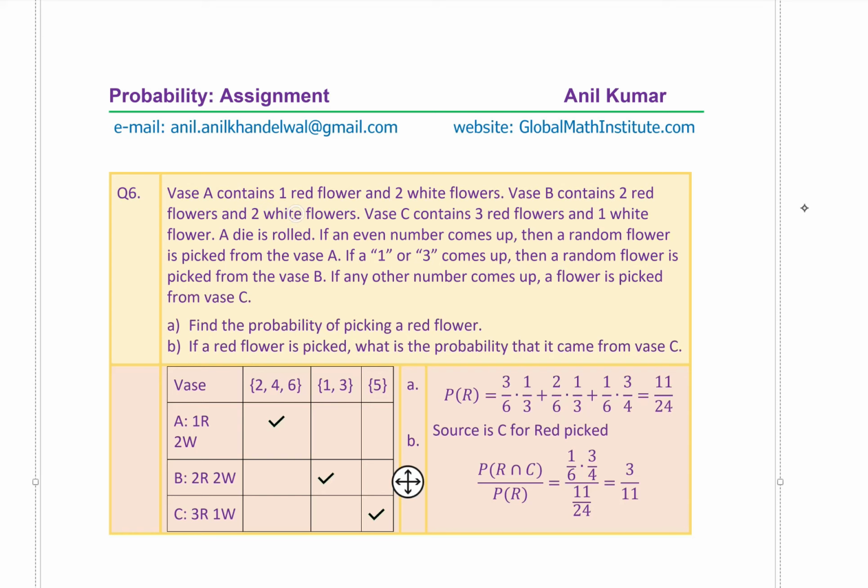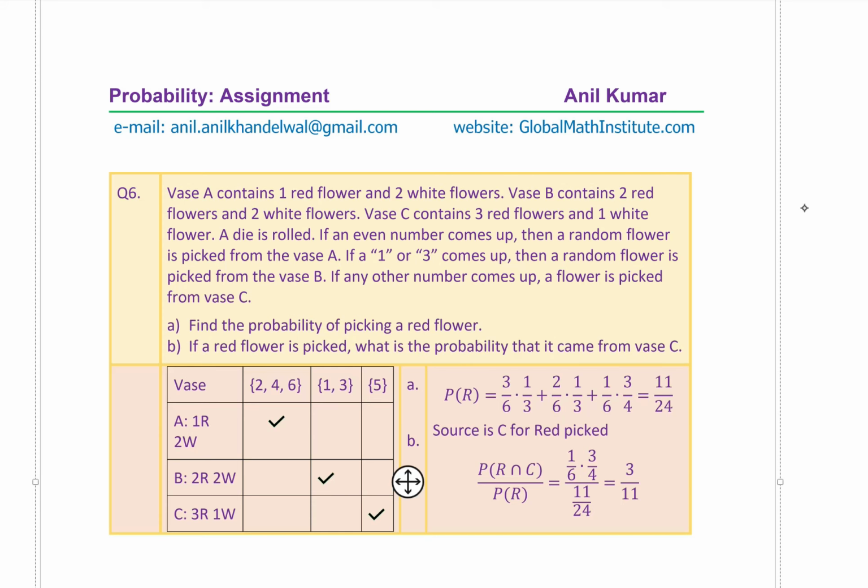Vase A contains one red flower, two white flowers. Vase B contains two red flowers and two white flowers. C contains three red flowers and one white flower. A die is rolled. If an even number comes, which is 2, 4, and 6, right, then a random flower is picked from A. If 1 or 3 comes, then a random flower is picked from B. If any other number comes, a random flower is picked from C. Find the probability of picking a red flower.